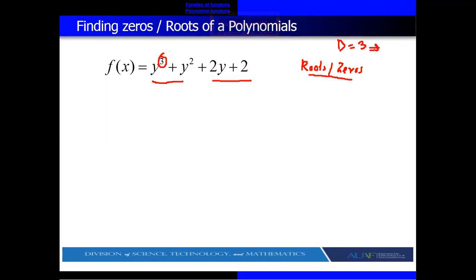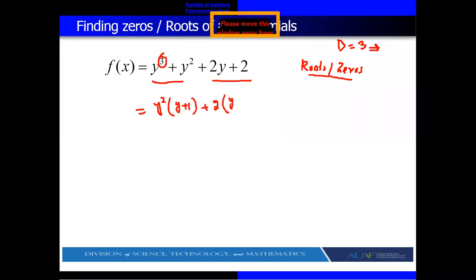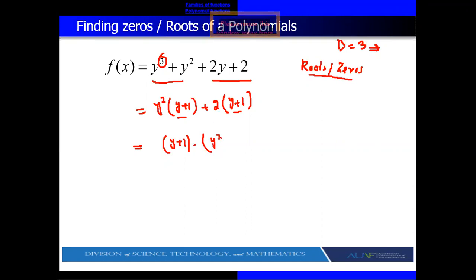So 3 are possible. If we take y square common in the first pair, we have y square times y plus 1. In the second pair, if we take 2 common, we get 2 times y plus 1. So y plus 1 is common. Taking y plus 1 common, we get y square plus 2. These are actually the factors of this equation.